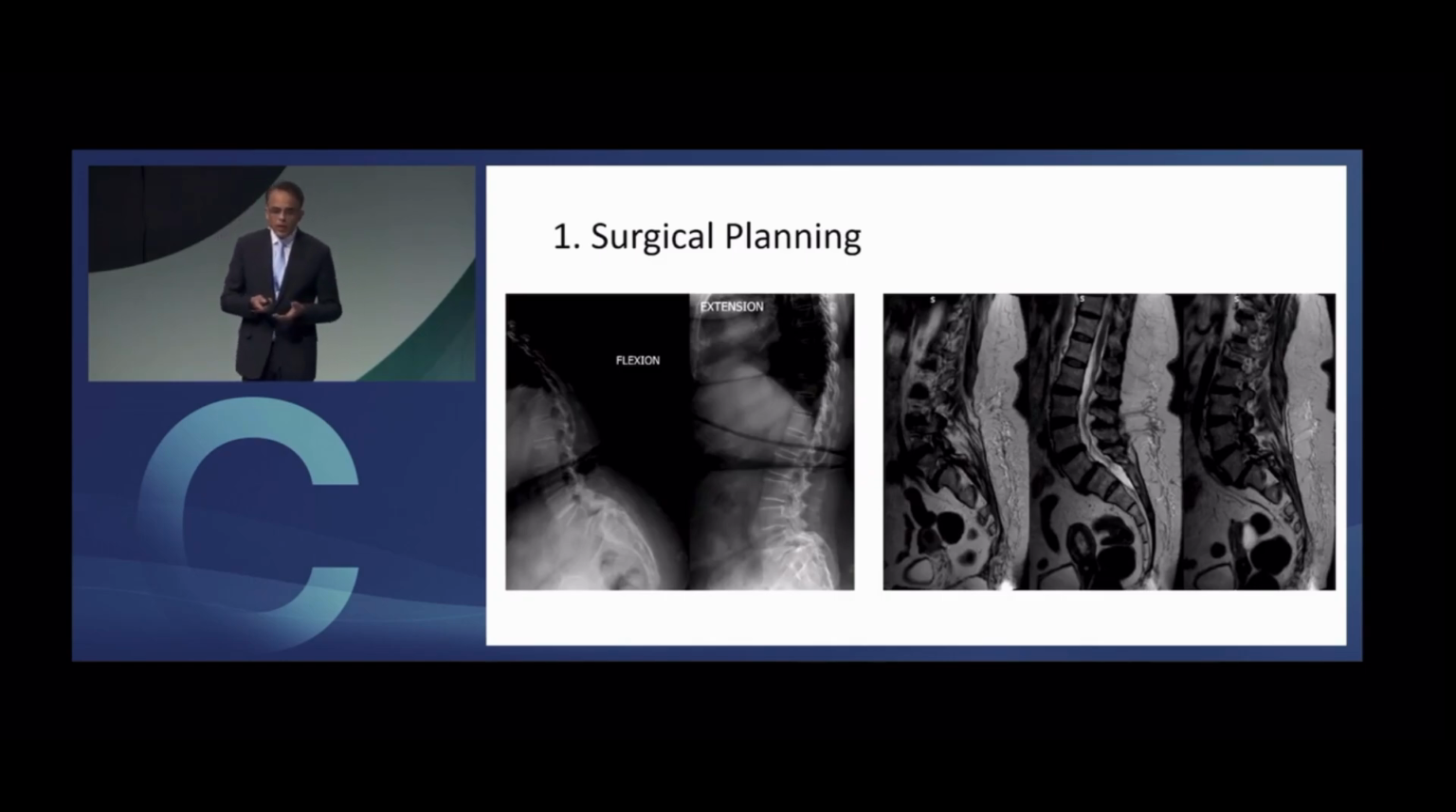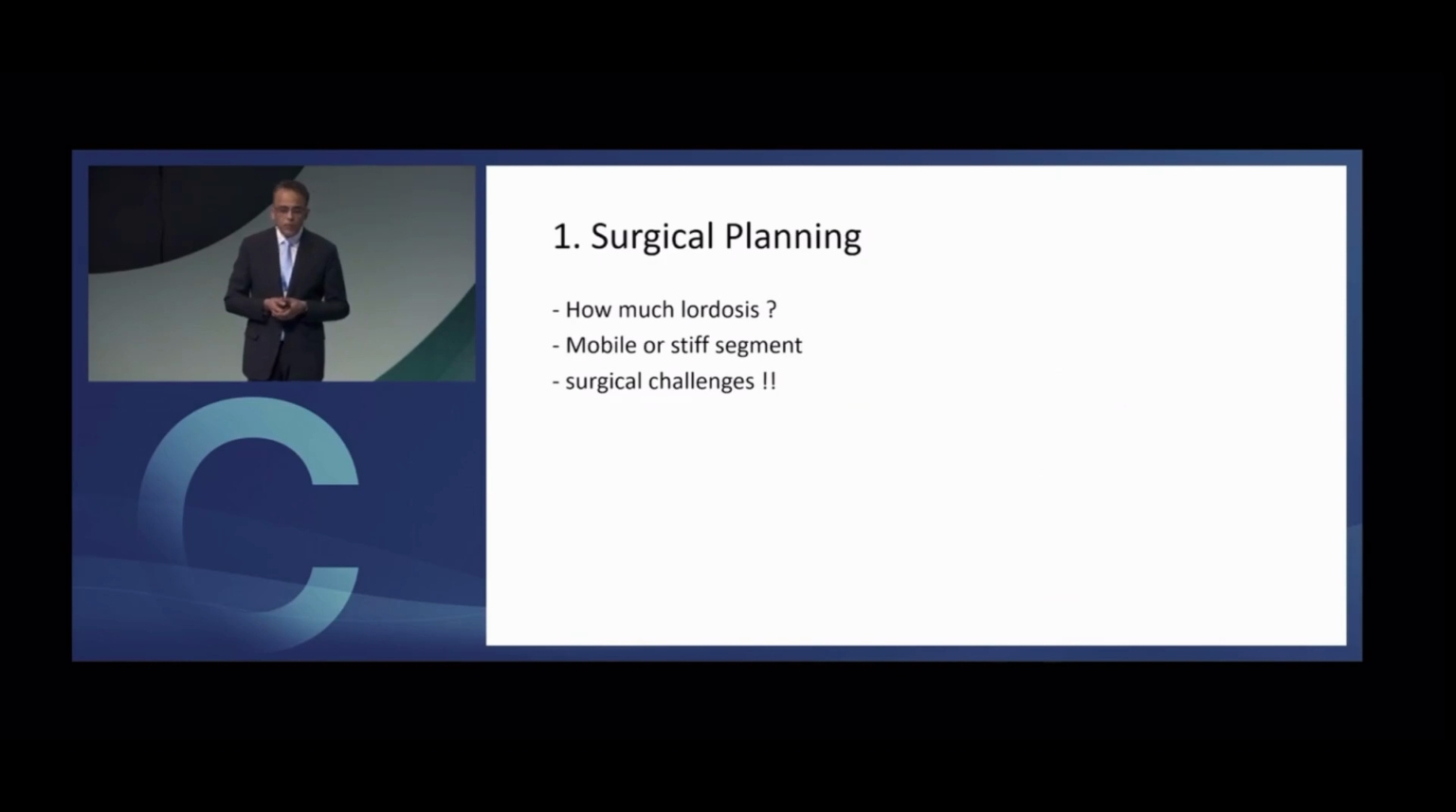If you can see this particular X-ray and MRI, there is some subtle mobility, but more or less, this is a very stiff segment. And to achieve lordosis in this patient, you will have to do a good release of soft tissues, unless you want to achieve a kyphotic spine postoperatively.